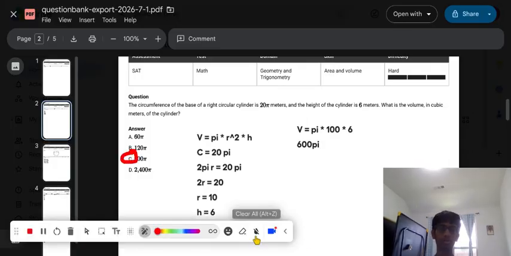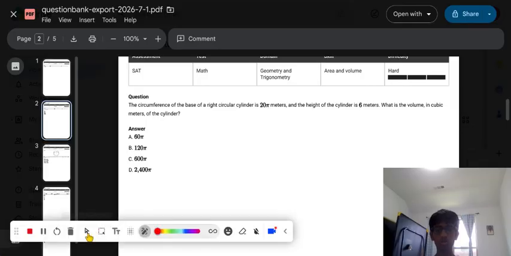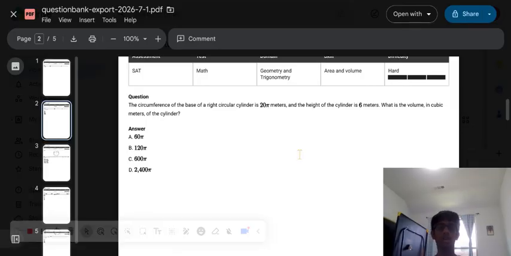Moving on to our next problem. Oh, and this one was a bit of a double-layered problem. We had to figure out the radius using the circumference, and only then could we find the volume. So in this sort of situation, it's always important to identify and create a roadmap of what steps you need to solve in order to get our final answer.